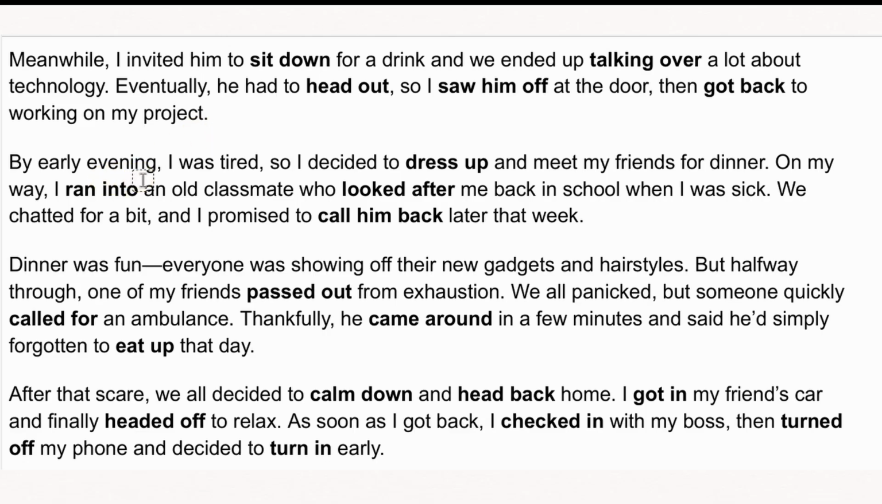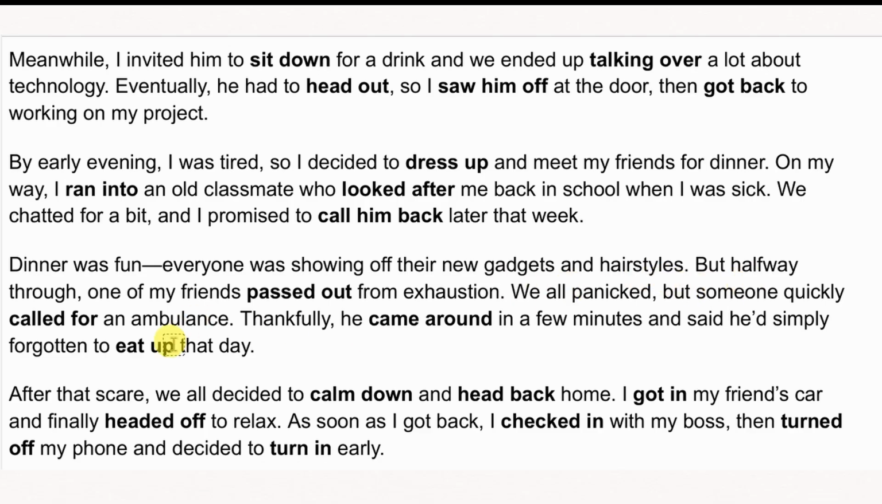By early evening, I was tired, so I decided to dress up and meet my friends for dinner. On my way, I ran into an old classmate who looked after me back in school when I was sick. We chatted for a bit, and I promised to call him back later that week. Dinner was fun. Everyone was showing off their new gadgets.